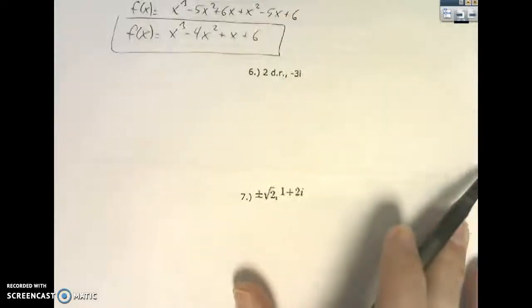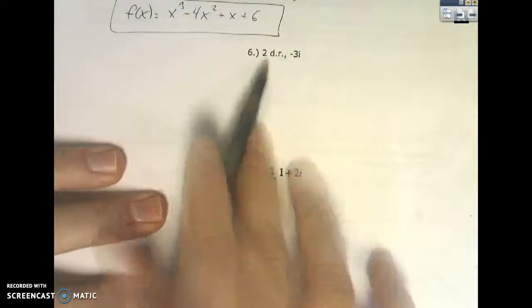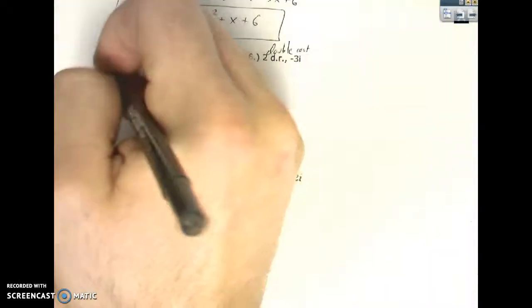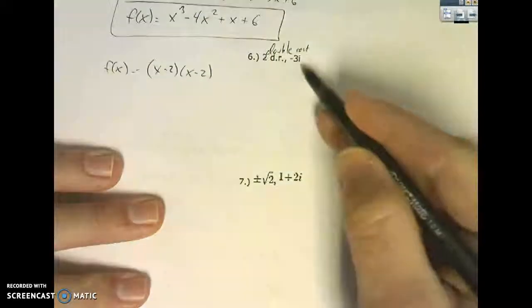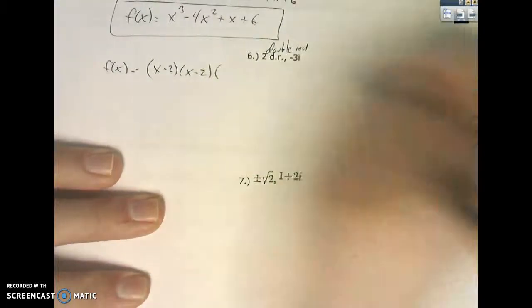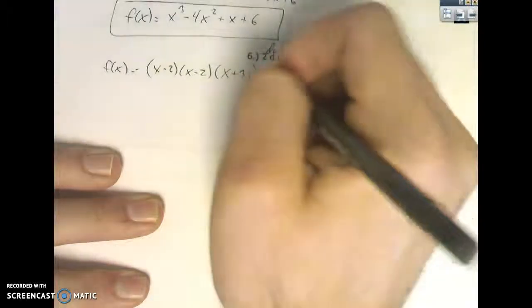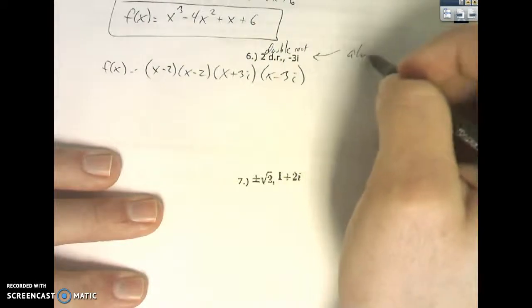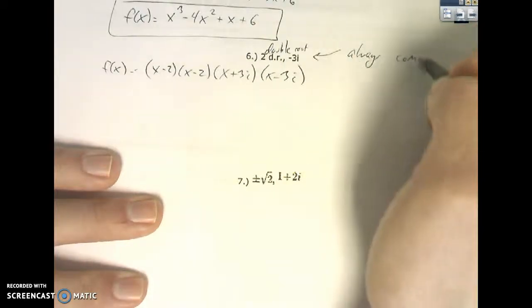All right, now, number 6. 2dr, where dr stands for double root. So when I do my x minus 2, since it's a double root, we just do 2 of them. Nothing too crazy. And then here's the thing about negative 3i: they always have to come in pairs. So if I do the opposite, I get x plus 3i, and the next one would be x minus 3i. They always come in pairs.